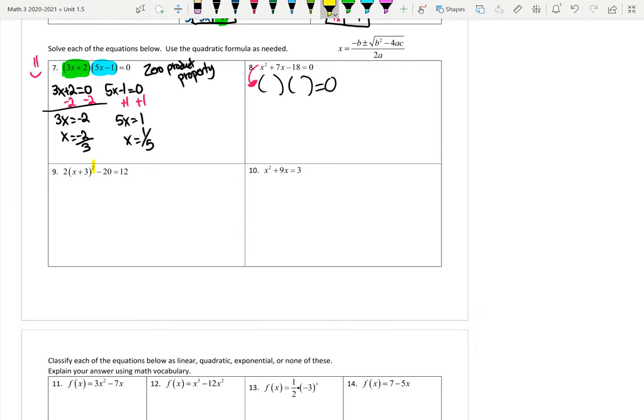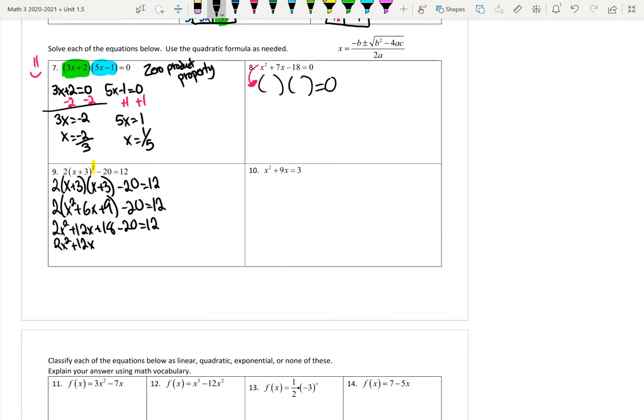So I'm going to actually see this square and rewrite it in my head as x plus 3 times x plus 3 minus 20 equals 12. I power that out and it becomes x squared plus 6x plus 9 minus 20 equals 12. I distribute, and it becomes 2x squared plus 12x minus 2 equals 12.